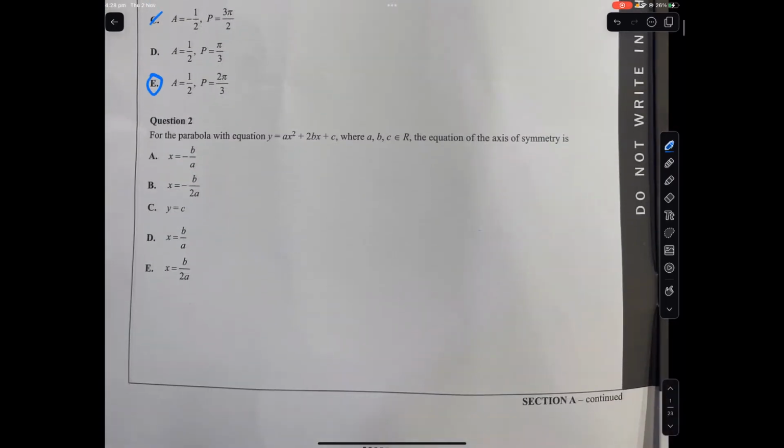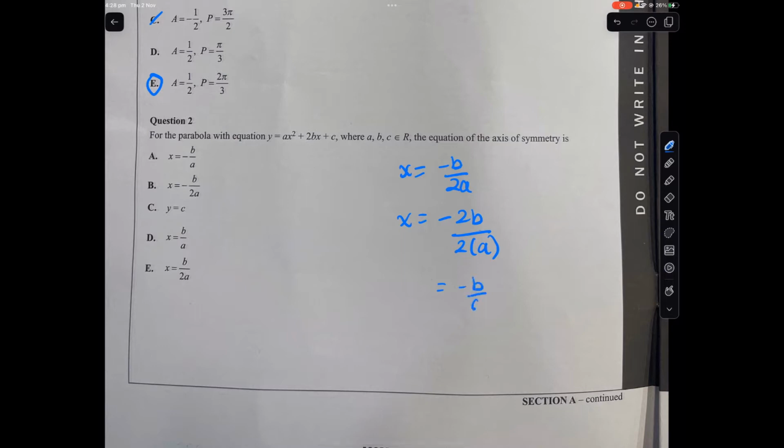Next question. For the parabola with the equation this, where a, b and c are all elements of the reals, the equation of the axis of symmetry is what? If I'm not mistaken, the axis of symmetry formula is negative b over 2a. Your b value here is 2b, and 2 times your a value, which is just a, so it's negative b over a. Let's just 100% make sure that's right.